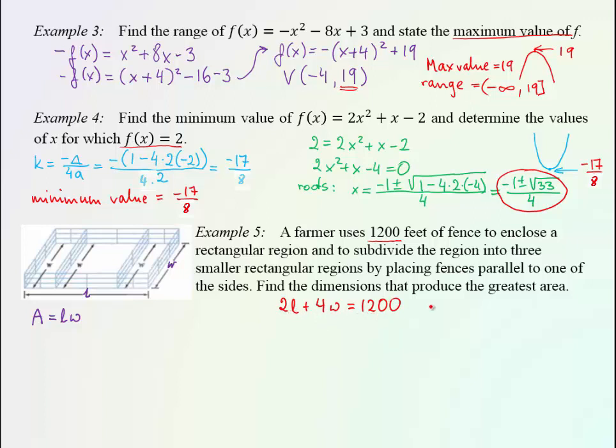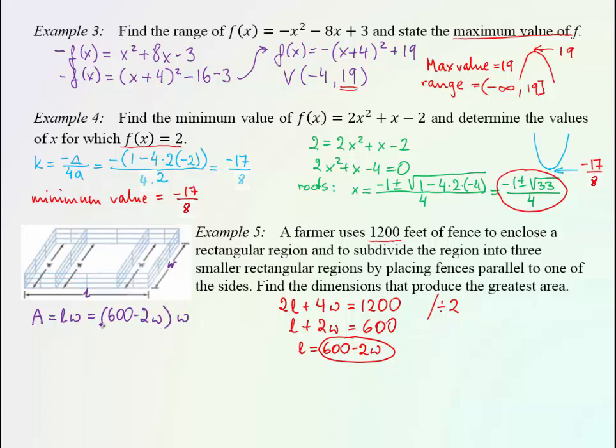Okay, what can we do here? I would suggest that we divide this equation by 2 to lower the coefficients, so we end up with L plus 2W equals 600. From here, it's very easy to solve for L. This is 600 minus 2W. And that will be our substitution expression that we are going to use in the area formula over here. So instead of L, we can write 600 minus 2W and then times W.